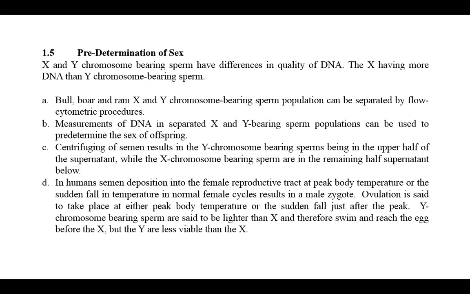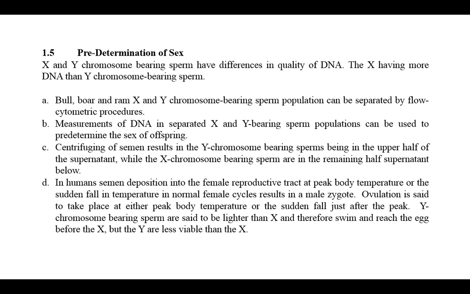Centrifuging of semen results in the Y chromosome bearing sperm being in the upper half of the supernatant, while the X chromosome bearing sperm are in the remaining half supernatant below. In humans, semen deposition into the female reproductive tract at peak body temperature or the sudden fall in temperature in the normal female cycle results in a male zygote.